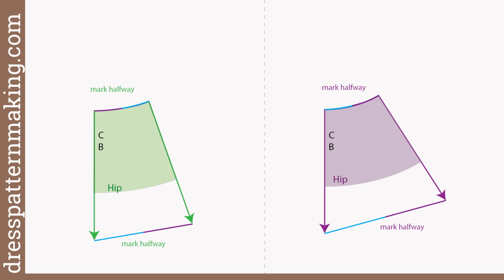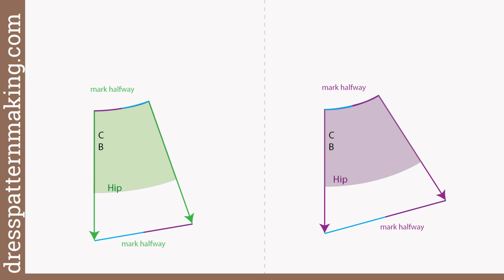In this step, we're going to mark another point on the hemline that will help us draw the curve for the hem. Note that the two green arrows for Kate are the same length. That is, the center back length is the same as the side seam length. The two purple arrows for me are the same length. That is, the center back and the side seam lengths are the same.